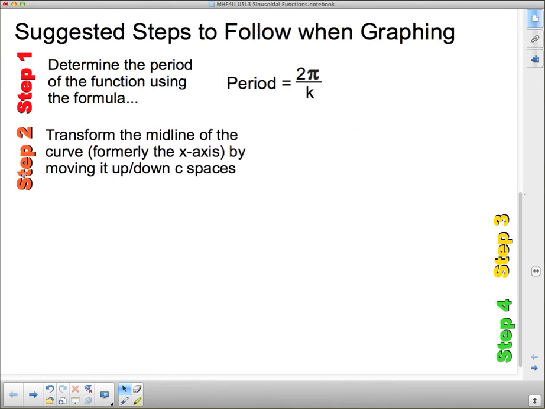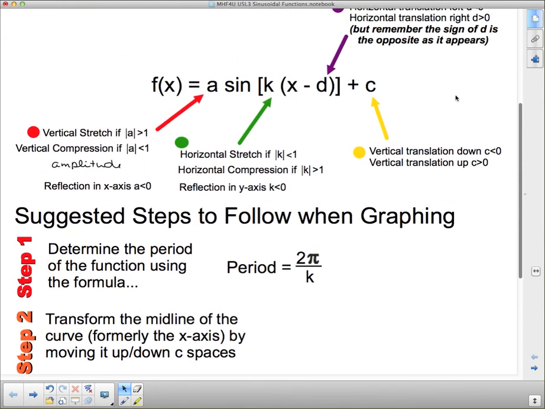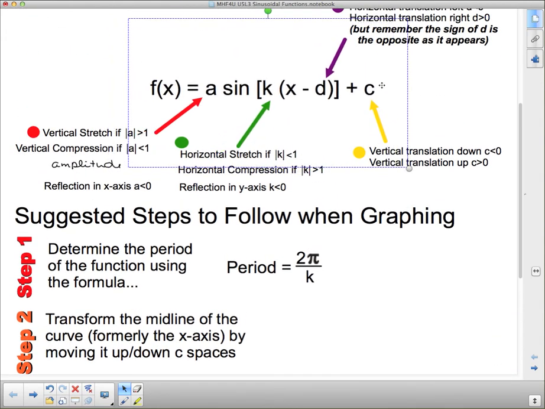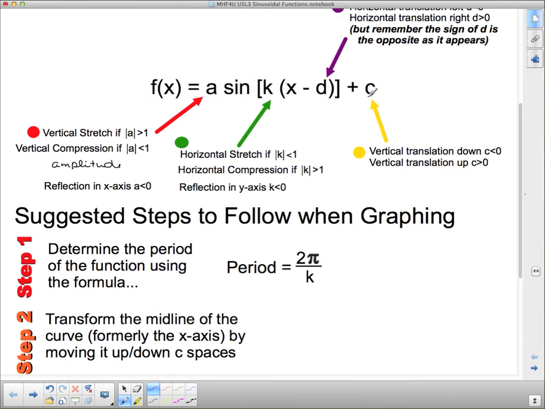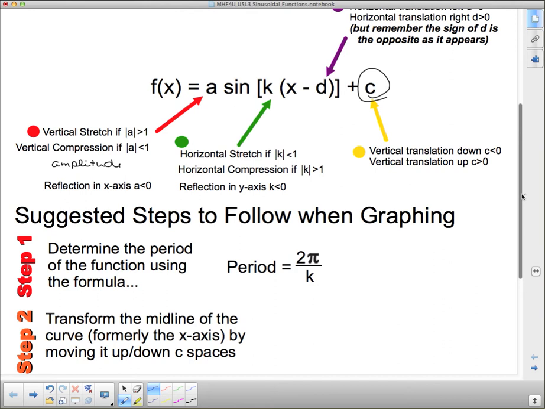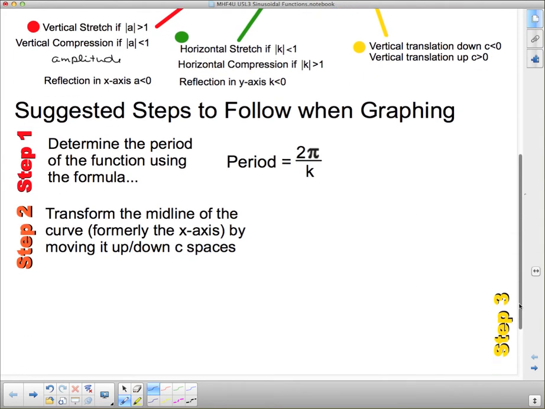then you need to transform the midline of the curve, formerly the x-axis, by moving it up or down c spaces. So that thing on the end, the vertical translation here, tells us where the midline goes to. It used to go back and forth over top of the x-axis, now it's going to go back and forth over top of y equals c, whatever that c happens to be.